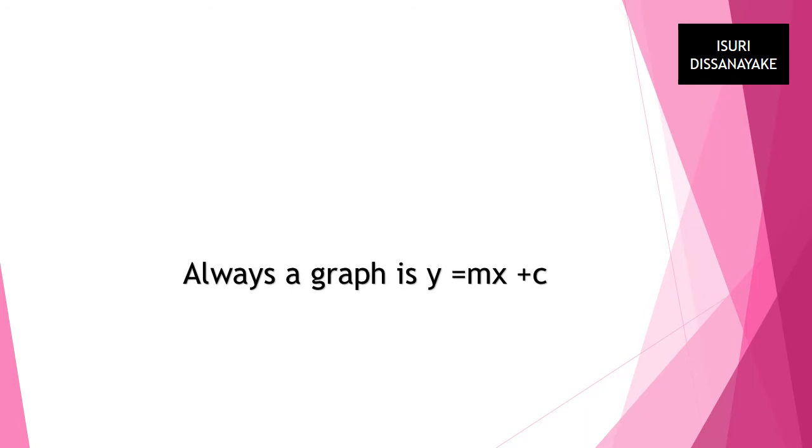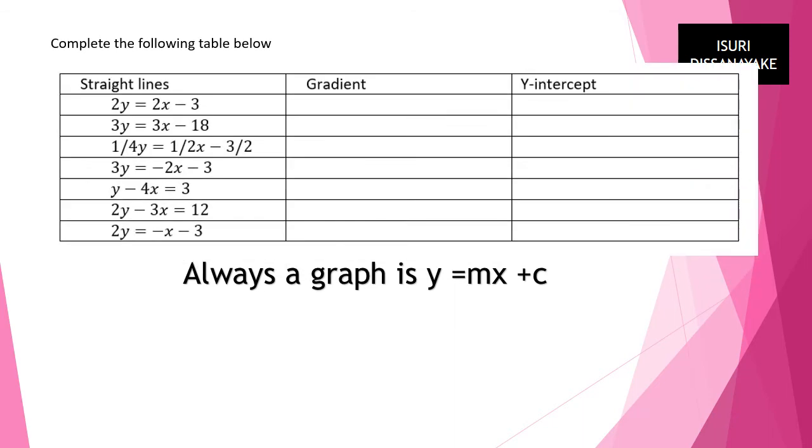So throughout these slides, I was emphasizing always a straight line graph is y equals mx plus c. m is the gradient, which is the slope, plus c is the y-intercept. So let's complete this table. They have given some equations of straight line graphs. So you have to pick the gradient and the y-intercept.